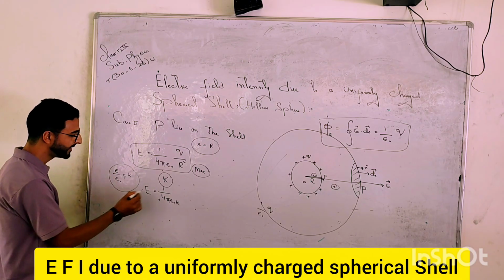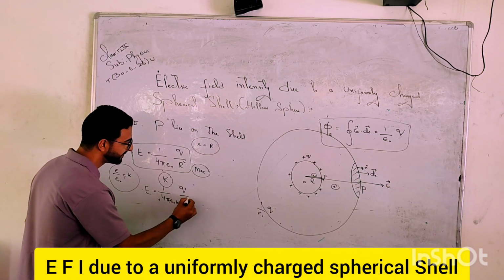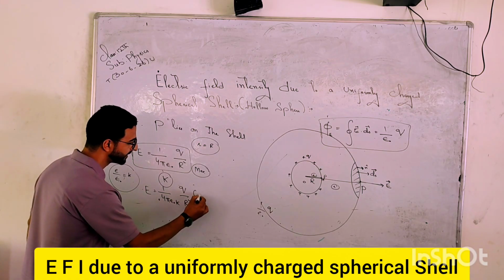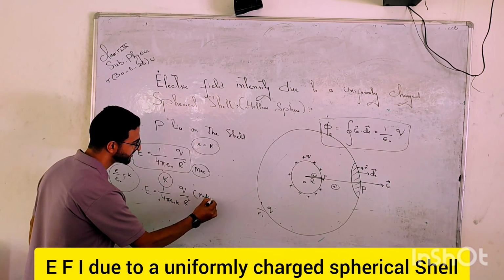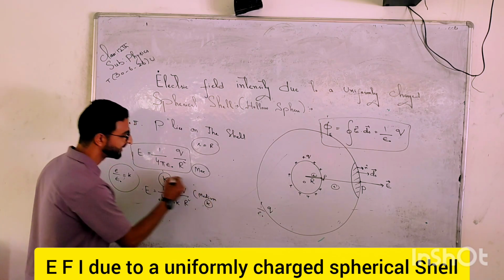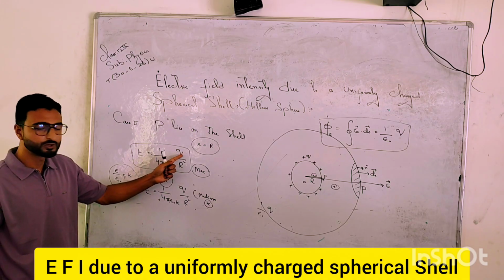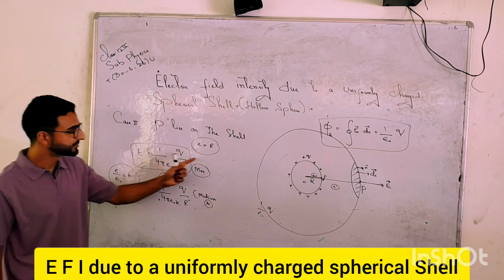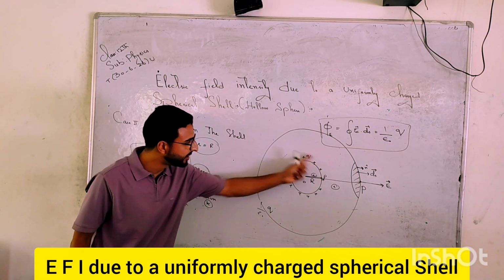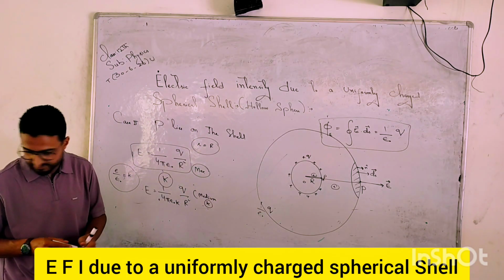So in a medium, it is equal to K times epsilon naught. So here it is once again Q divided by R square. This expression will apply in a medium which has the dielectric constant K. So this is the expression for electric field intensity due to a spherical shell when point P lies on the shell. So at this very point, the electric field intensity is maximum.